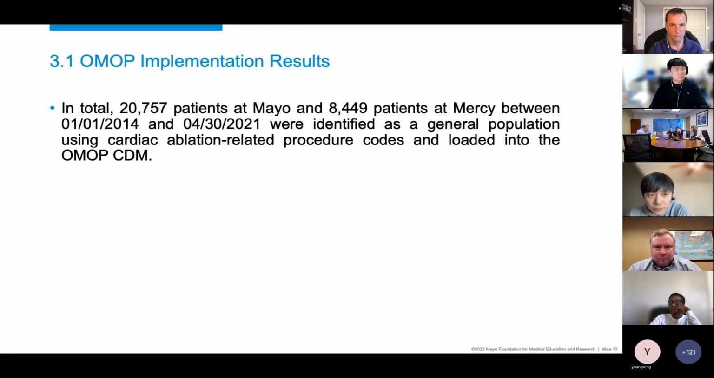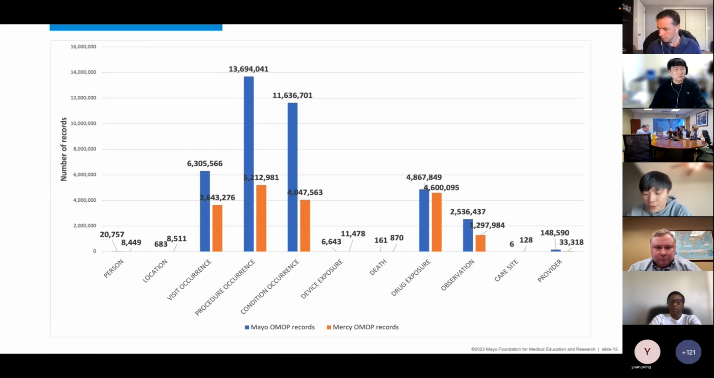Results. First, regarding the OMOP implementation results, in total, more than 20,000 patients at Mayo and 8,000 patients at Mercy between 2014 and 2021 were identified as a general population, and we loaded them into the OMOP CDM. In addition, this figure shows the number of records in each OMOP table.